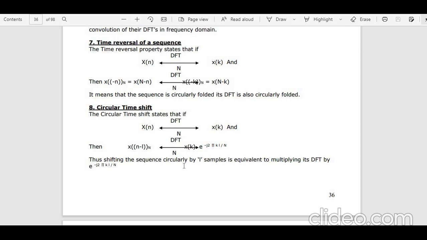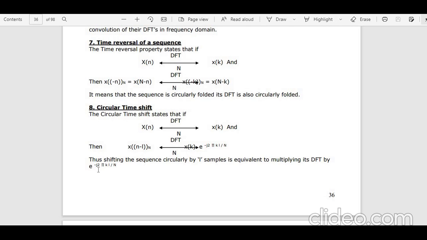If you want to write that DFT of it, x of k into e power minus j 2 pi k n by n, right? So this is what we are converting into x of k. Okay, that means what is the conclusion for this? Therefore the shifting of the sequence circularly by l samples is equivalent to multiplying its DFT by the twiddle factor, that is e power minus j 2 pi k l by n, right?